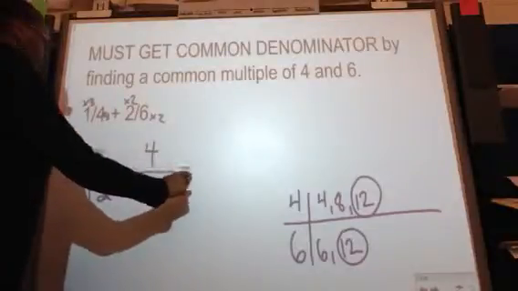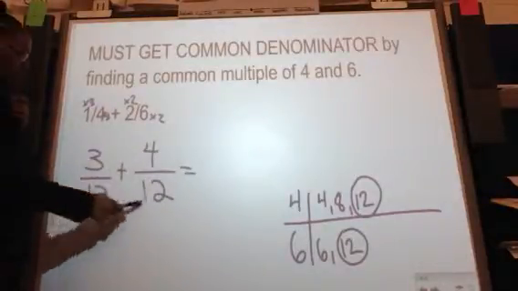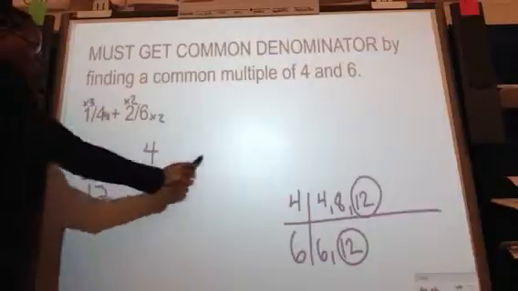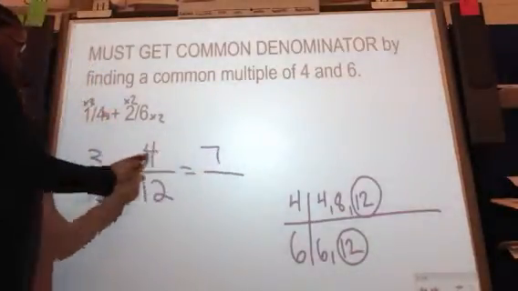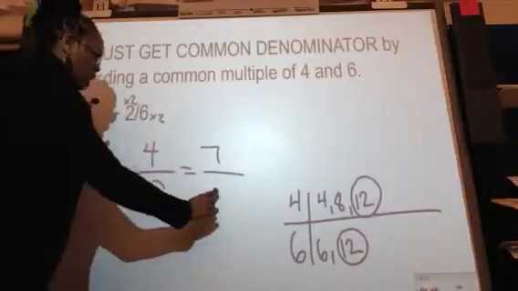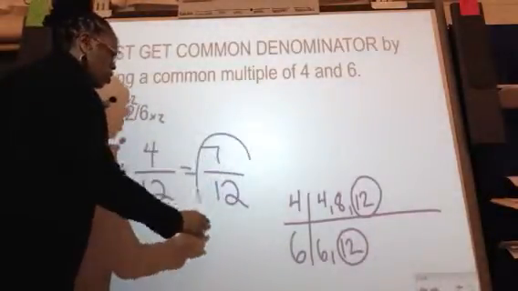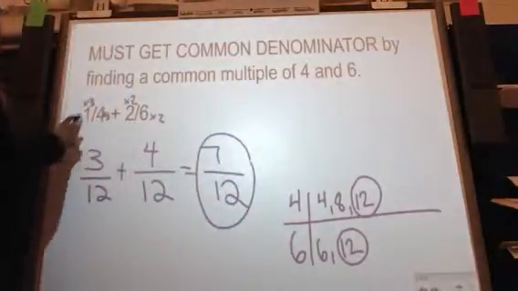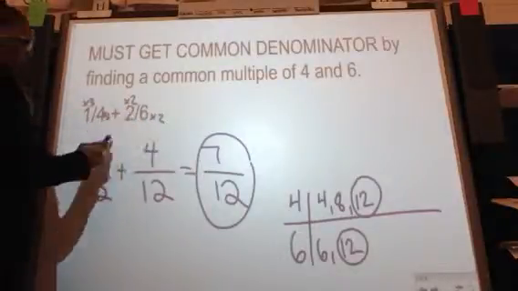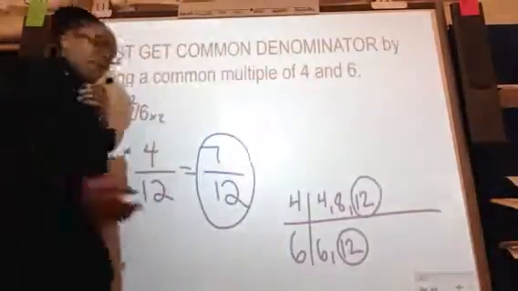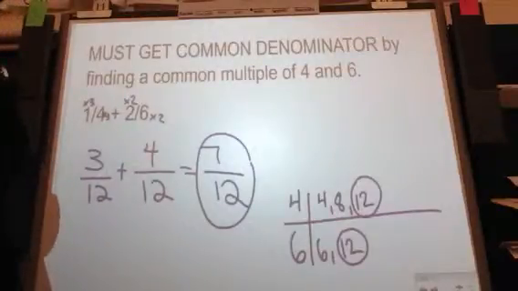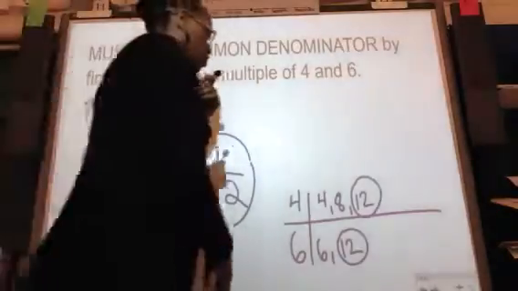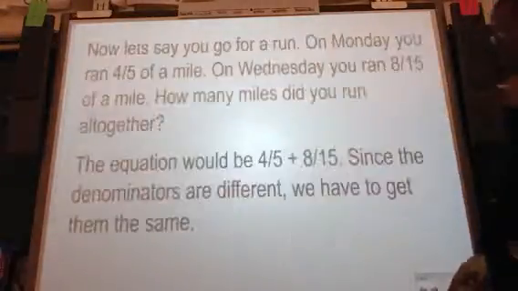Add these together. Now that you have the same denominator, you can just add the numerators across. So 3 plus 4 is 7. The numerator is the top number, and then the 12 just slides over. So your answer is 7/12 for 1/4 plus 2/6. So when you ask how much pie did you eat altogether? 7/12 total amount of pie. All right, let's try this next one.